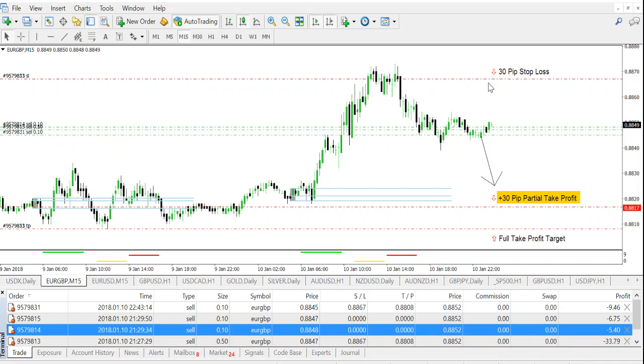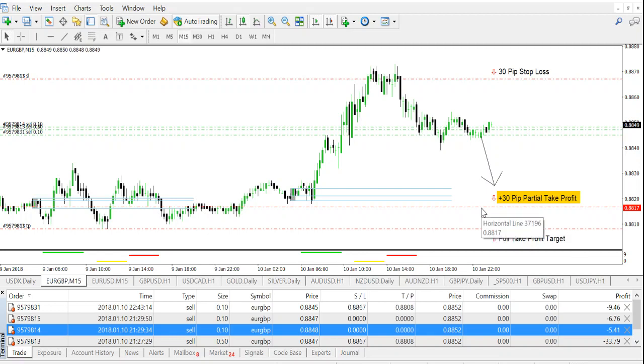But we have a 30 pip stop loss area up here. We have our entry level here. And then we have our plus 30 pip in profit partial take profit level right here. This is a very important level that I'm going to go through in a minute. And then we've got our full take profit range in here.